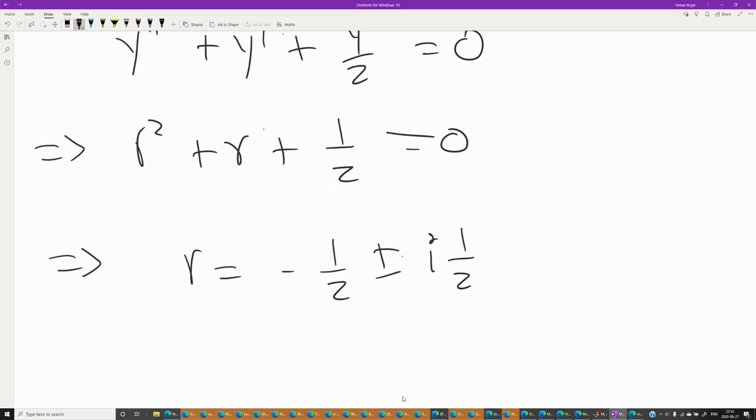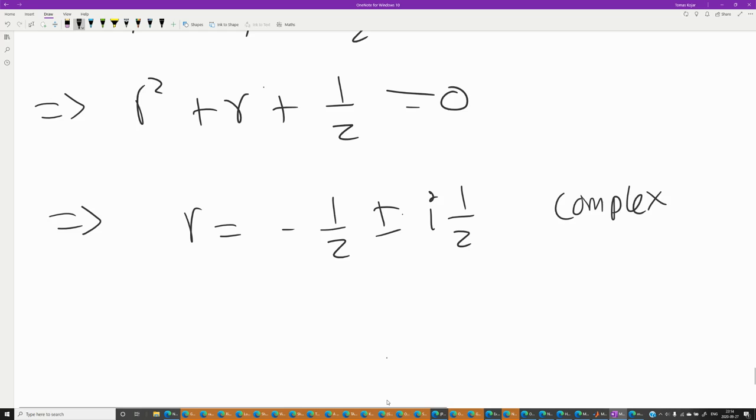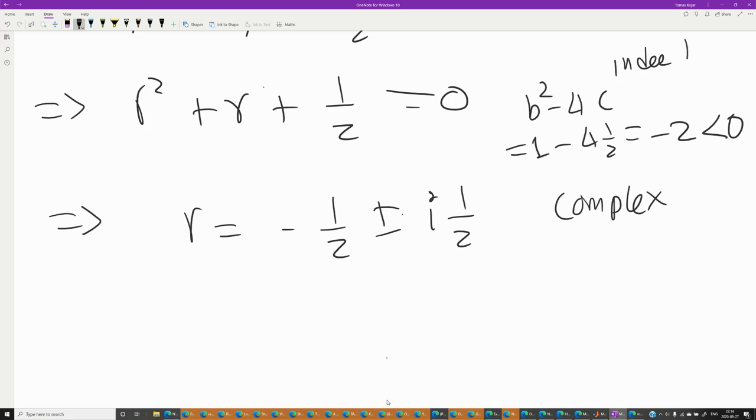Okay, so we have imaginary roots. I mean, you can check. So we have b squared minus 4c, b is 1, 4c is 4 times a half. So you get minus 1, which is negative. So indeed, underdamped.